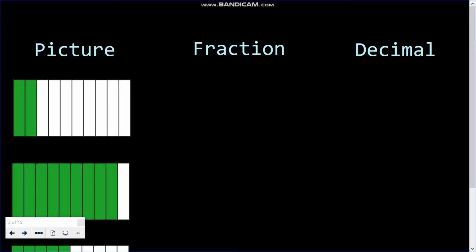Now let's try to write the following pictures into fractions and decimals. Let's start with the first picture. How many parts are shaded? So there are 2 columns shaded, so we can write that as 2 out of 10 or 2/10. And in decimal, we can write that as 0, decimal point, and 2 because there is no whole or complete square shaded. So we have to write 0 followed by decimal point and 2.